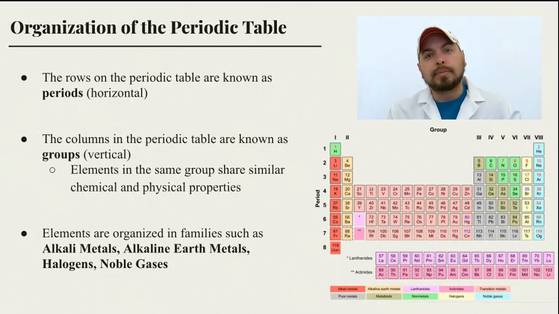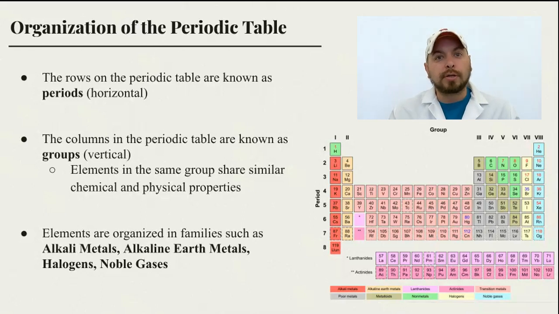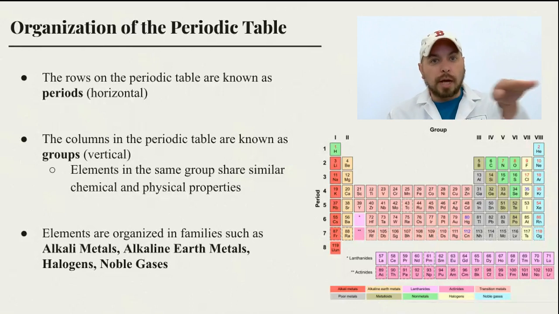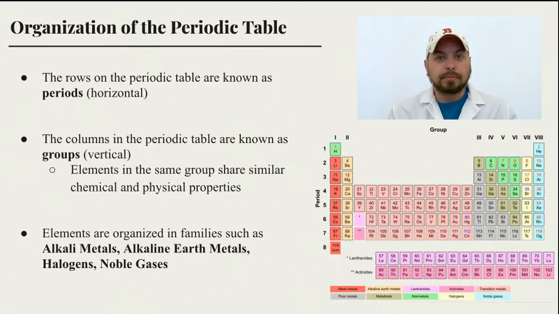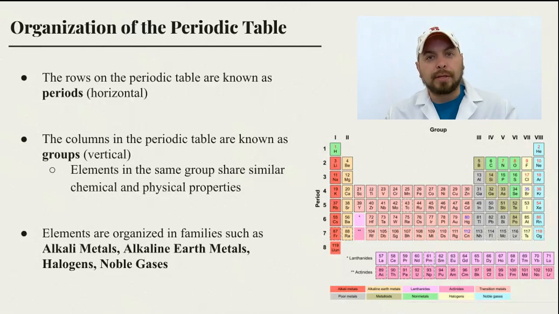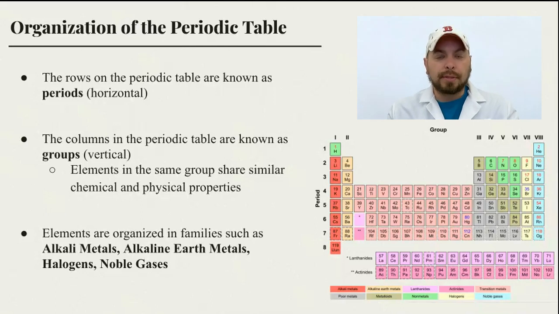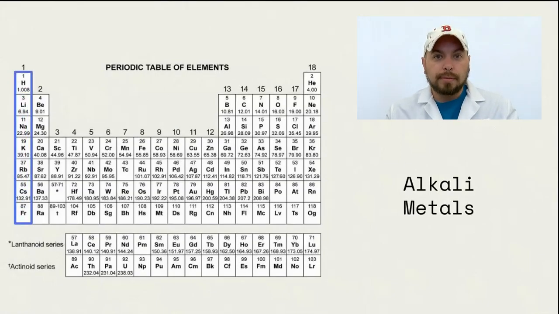But that's something for a later video that we're going to discuss. Just understand right now that vertical is a group, horizontal is a period. So oftentimes when we call a group a family, it's because it has a name. So the names that you need to be familiar with this year are the alkali metals, that's going to be in the first group or the first column.